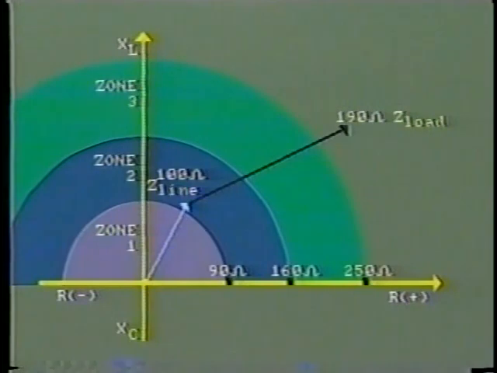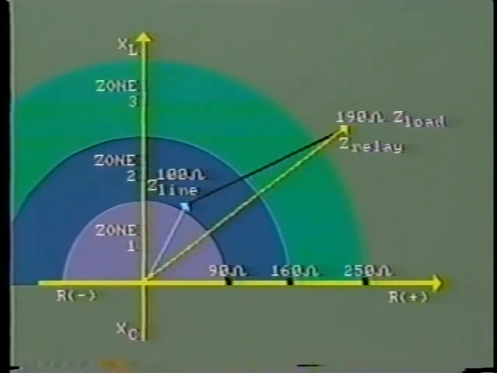But the relay measures the total impedance, that is the load plus line conductors. So we must add these values vectorially on our circle diagram. We see now that the measured impedance is well outside of the first zone of protection, but it is not far outside of the third zone. So the relay will not operate, and the condition appears to be satisfactory.